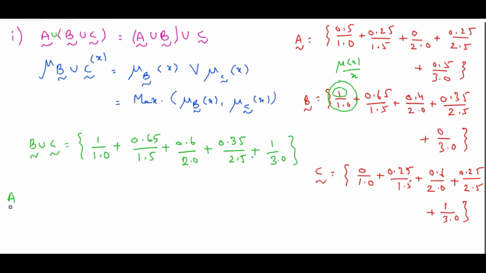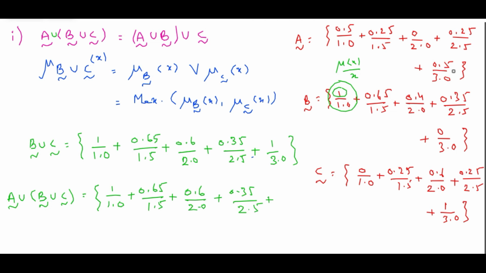Now let's see what is A union of B union C. Let me write the direct value, as this is B union C and this is A. I can compare these two. Okay, so yes, this is also union, so I need to find the maximum out of them. So here for x equal to 1, the value of B union C is 1 and A is 0.5. So the maximum value is 1. So let me write directly 1, and 0.65 and 0.25 is 0.65. 0.6 and 0, so it is 0.6. 0.35 and 0.25, so it is 0.35. Next 1 and 0.5, it is 1. That's also, this is A union B union C. Okay, it's very simple concept.